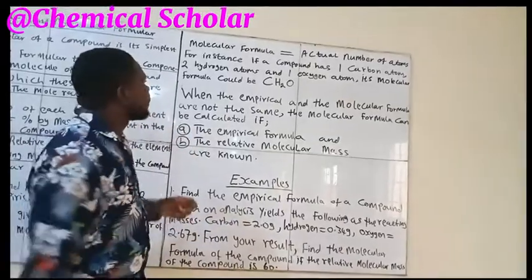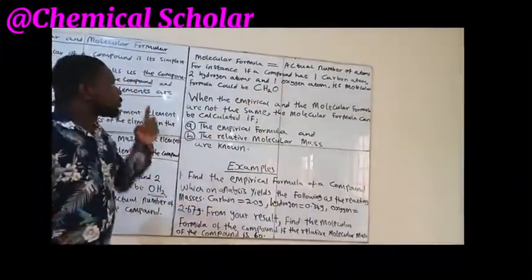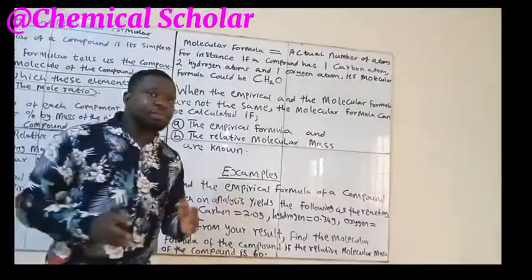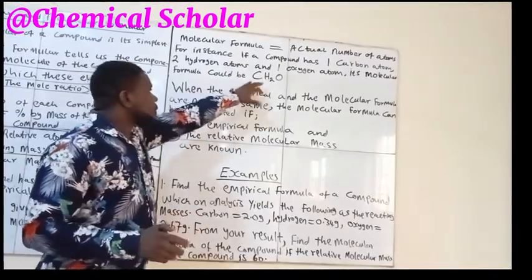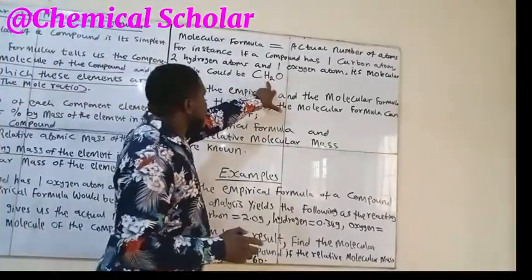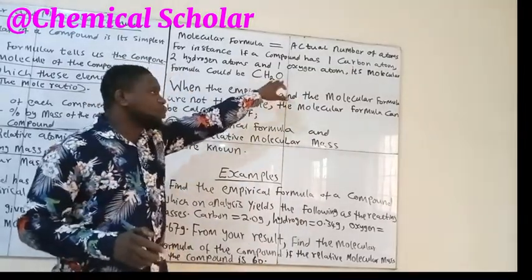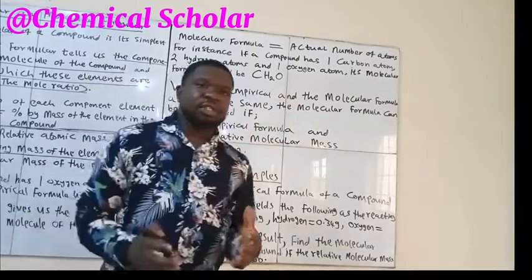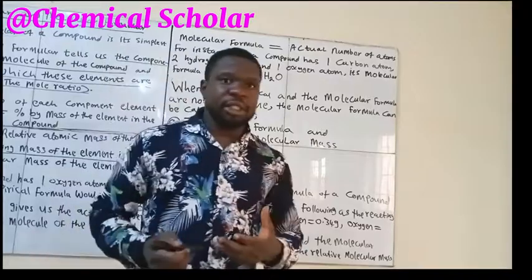For instance, if a compound has one carbon atom, two hydrogen atoms and one oxygen atom, then its molecular formula can be written this way: one carbon atom, two hydrogen atoms, and one oxygen atom. That's CH2O. And of course, this can also be written for empirical formulas.